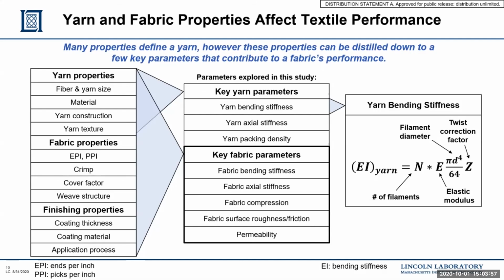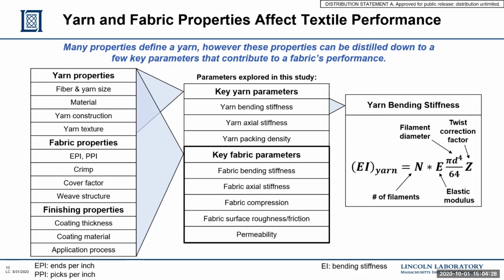So here is an example of how those yarn properties can be combined to produce values for our identified key parameters. We can look at the analytical expression for yarn bending stiffness on the right. This expression incorporates both material properties, such as your elastic modulus, but also structural properties: the number of filaments, the size of the filament, and the twist, which has to do with the geometric orientation of those filaments in relation to each other. All those properties together describe the stiffness of the yarn, or basically how easy or difficult it is to bend.